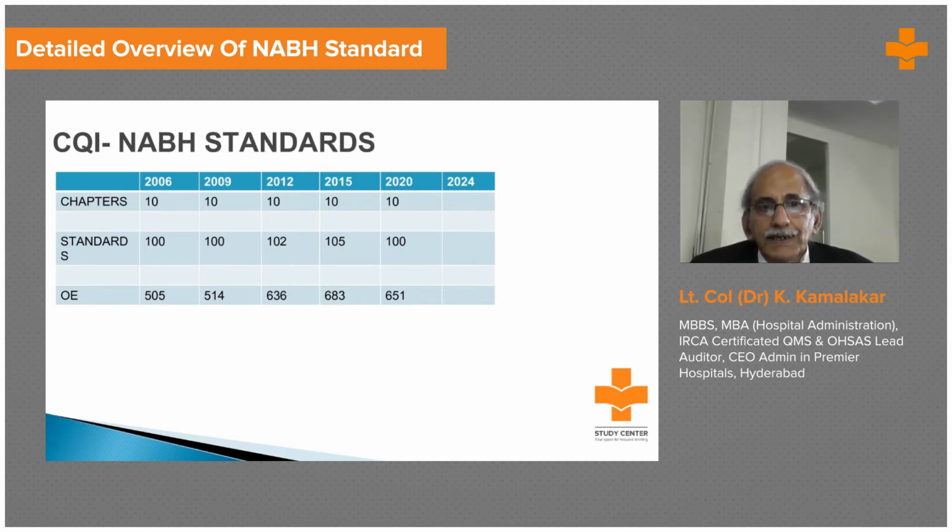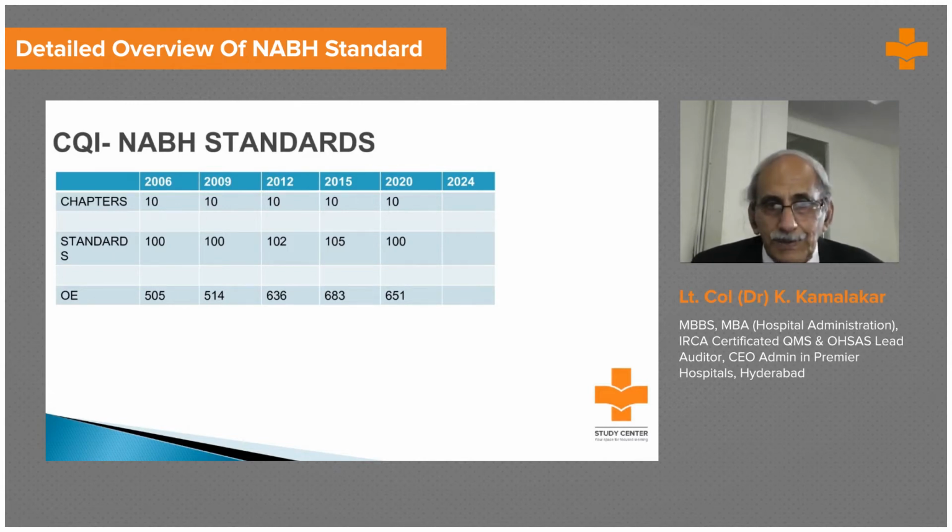No, this is the continuous improvement which I am referring to. If you have a look at the CQA NABH standards, it started in 2006 till 2020. There is no difference in the chapters because, as I told you, the same 10 chapters are there. But if you look at the content of the chapter, you find the standards and OE, the objective element. Standards, first it was 100, then it became 102, then it went to 105, and it got reduced again to 100 in the fifth edition.